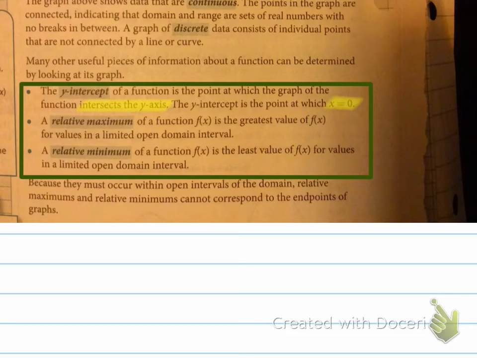Relative maximum, the greatest value over a limited, this is important, and least value. And that should make sense. Limited. Alright. And what they don't say in that definition is it cannot be the endpoints of a graph. So you guys could write down those: y-intercept you should know, relative maximum, makes sense, the greatest value, and relative minimum. And I'm going to go over one other thing.